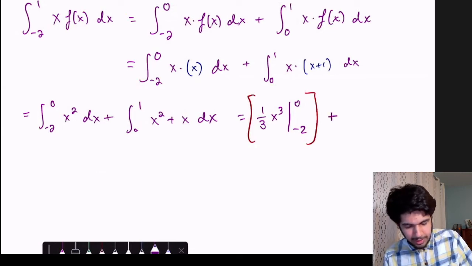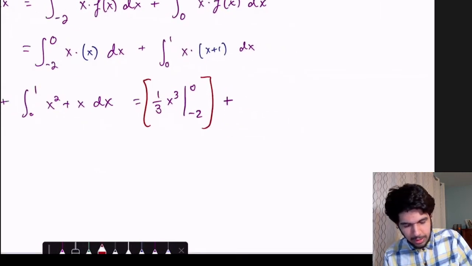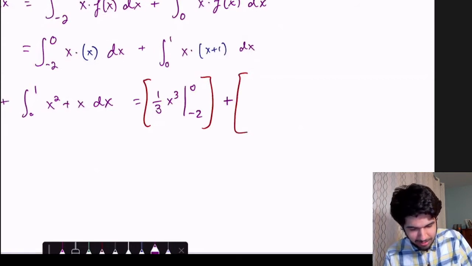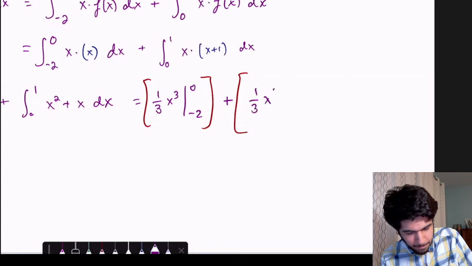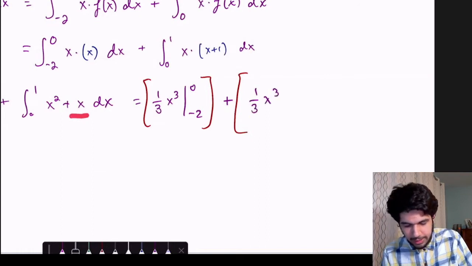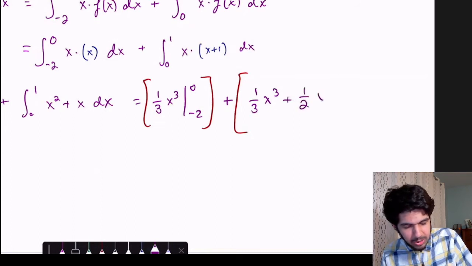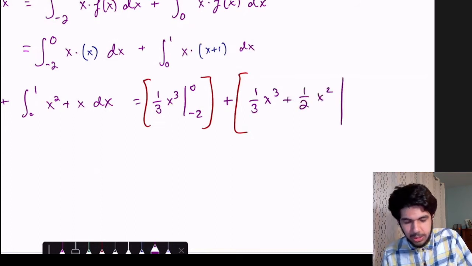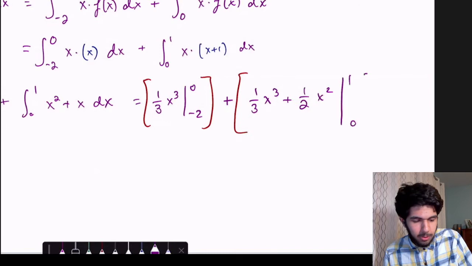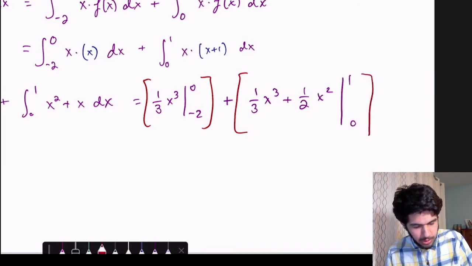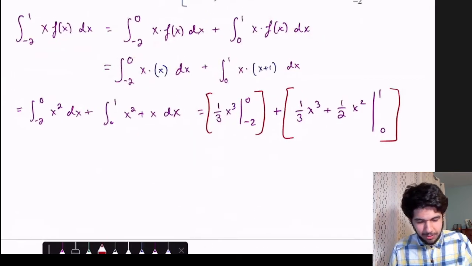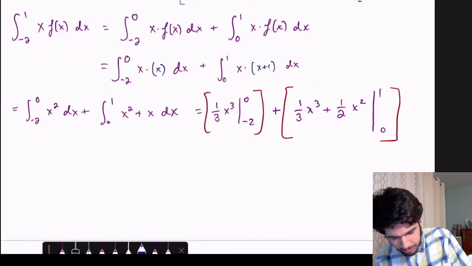And then we'll add to that the integral of x squared, which is 1/3 x cubed, just as we said. And then the integral of x is going to be 1/2 x squared. So we'll add to that 1/2 x squared, but now we're evaluating it from 0 to 1. Okay, so we can solve this now. We just got to plug and chug our way through it.